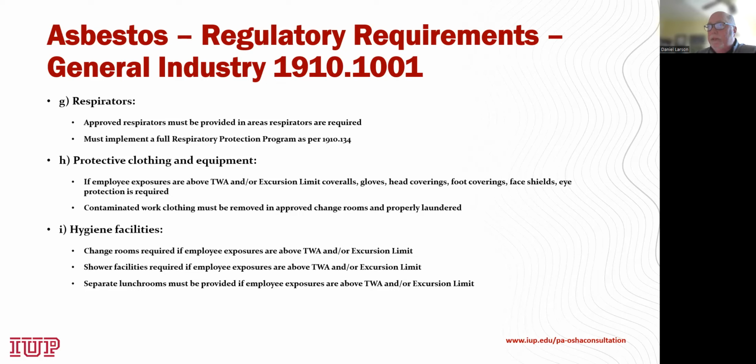Hygiene facilities, change rooms are required if you have employee exposures above the TWA or excursion limit. There's also a requirement for shower facilities in that situation if you have employee exposures which are above the TWA and/or excursion limit. And you also have to have separate lunchrooms.